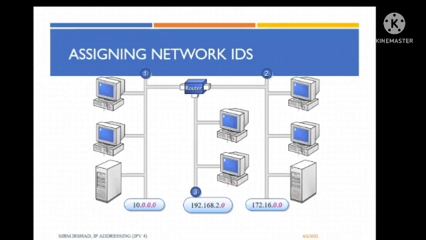Next is this. This is what I have already said, how you want to allocate the IP addresses for the network IDs as well as host IDs. If you look at the diagram on the screen now, how many networks are there? Can you answer my question? How many networks are there?